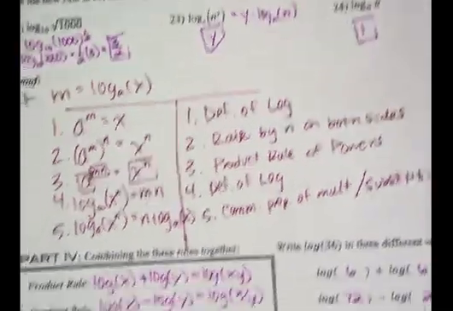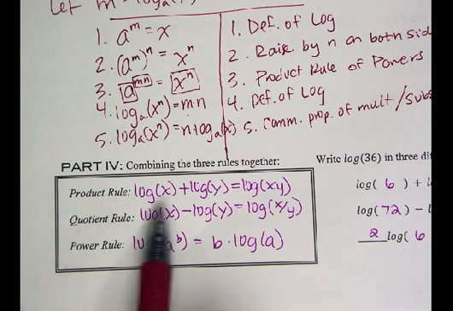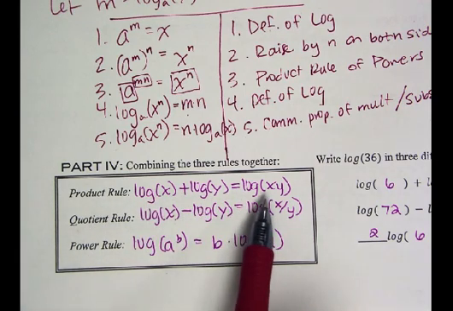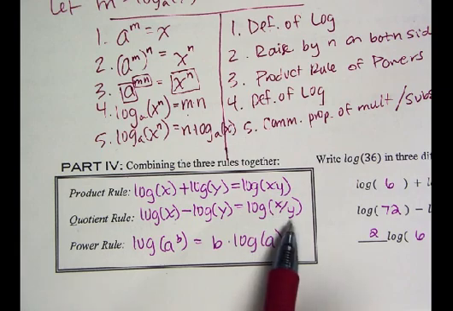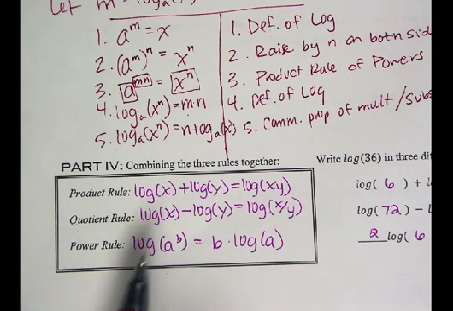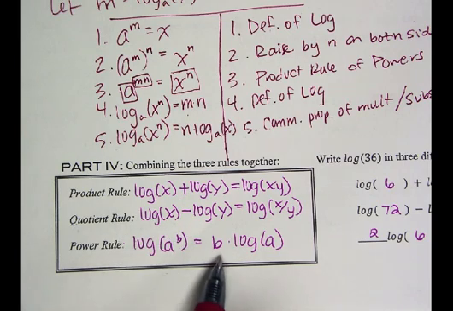So there are three big properties of logs that I want you to summarize from this packet. The first one is the product rule, which says if you have the sum of two logs, you can combine them by multiplying the arguments. If you have the difference of two logs, you can combine them by dividing the arguments. And then if you have a power within a log, you can bring that power out in front and make it a coefficient. So it's b times log of a.